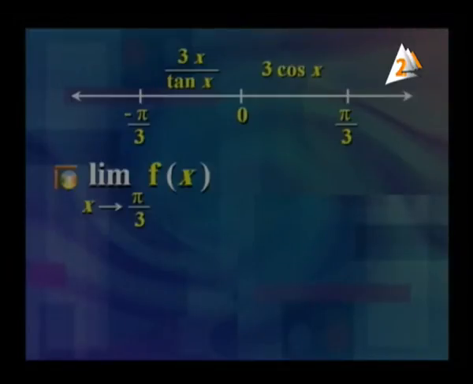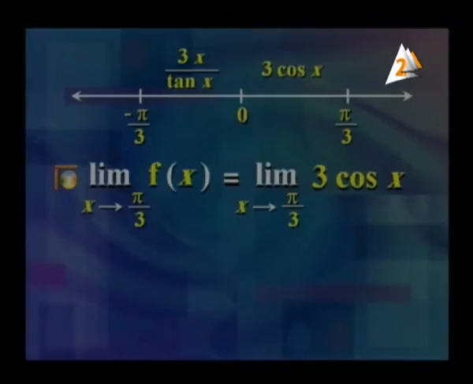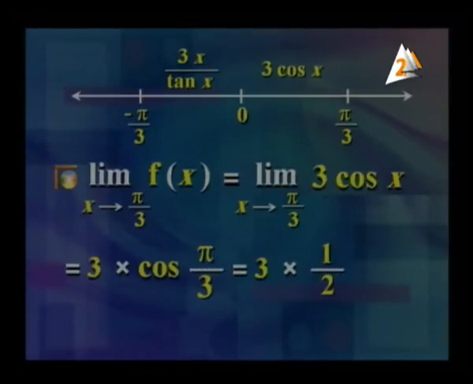The limit of f of x when x tends to pi over 3. By substitution of x equals pi over 3. Why? Because cosine pi over 3 equals cosine 60. What is the value of cosine 60? Good, it equals half. Therefore, 3 times cosine pi over 3 equals 3 times half, which equals 3 over 2, or 1.5.